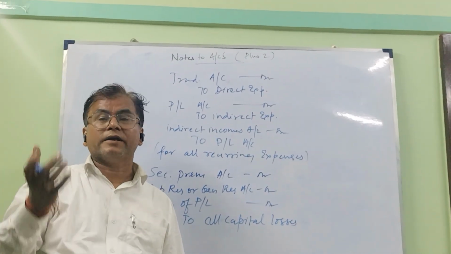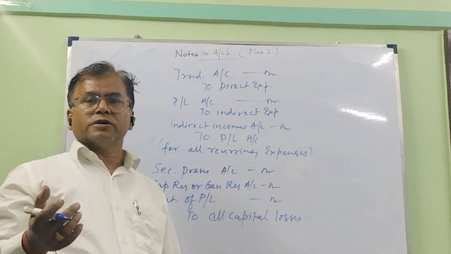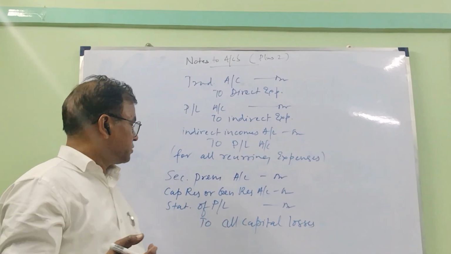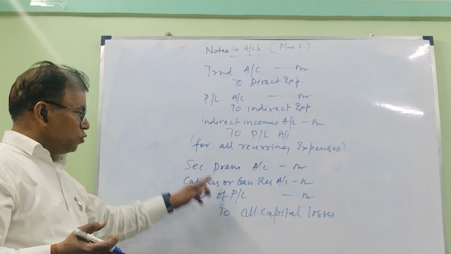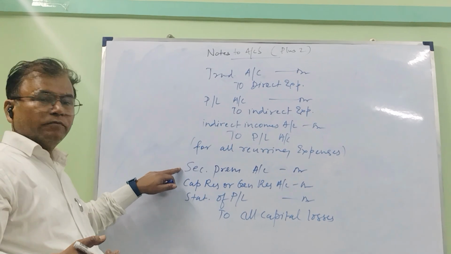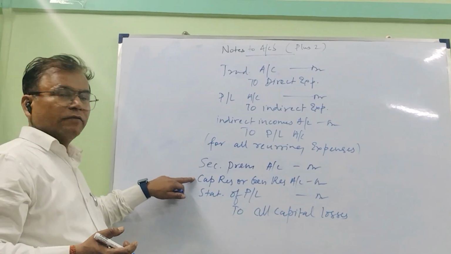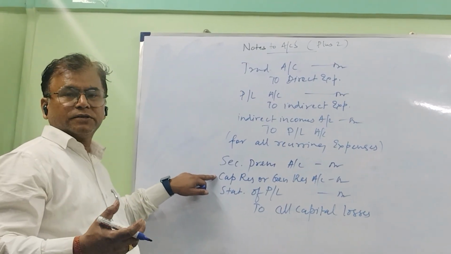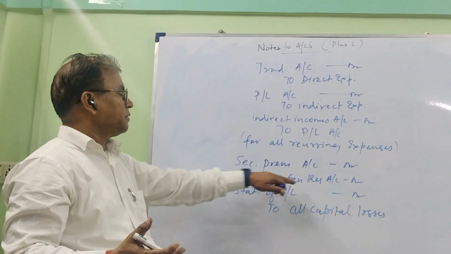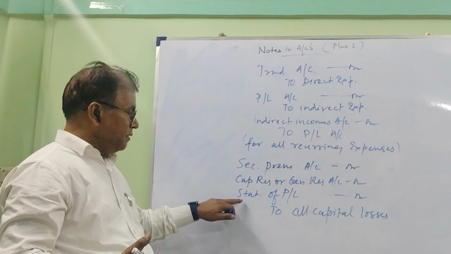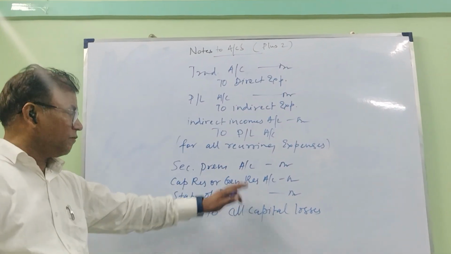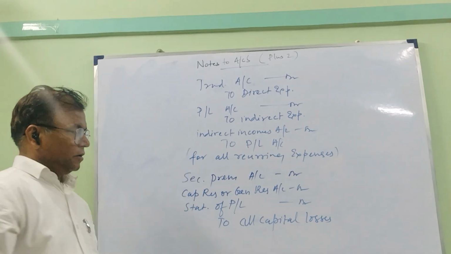capital losses are like preliminary expenses, share issue expenses, underwriting commission, incorporation cost. These are some examples of capital losses which are to be closed in this order. First from securities premium, thereafter from any reserve which is there from past few years, capital reserve or general reserve, and then the profit of that particular year. Within that year you have to write off all the capital losses.